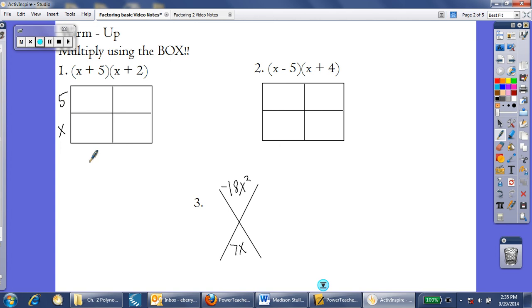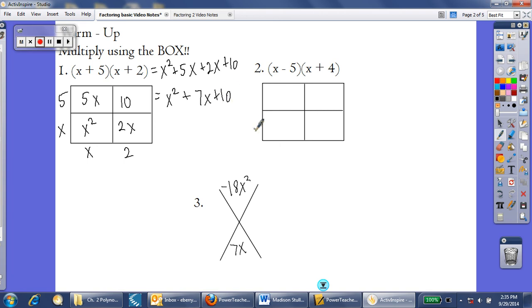X and 5 go here, x and 2 go here. Now I multiply, so I get x squared, x times 5 is 5x, 2 times x is 2x, and 2 times 5 is 10. Writing this as the list of terms, I end up with x squared plus 5x plus 2x plus 10. Combine like terms, you get x squared plus 7x plus 10 as your final answer.